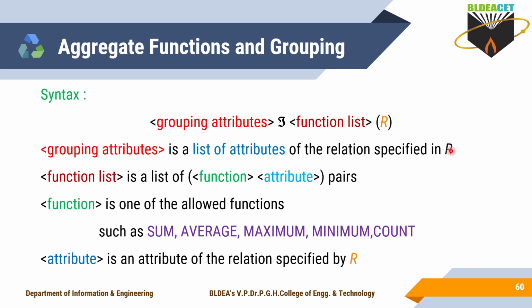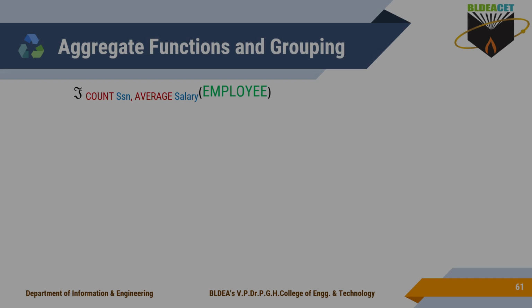Grouping attributes is a list of attributes of the relation specified in R. That list of attributes of the relation you have to specify as the grouping attributes. Function list has the combination of function and attribute. The function may be any one of these: sum, average, maximum, minimum, count. Any among these you can take as a function, or you can specify multiple functions also. Next, attribute is the attribute of the relation specified by R here. So this is the syntax of the aggregate function.